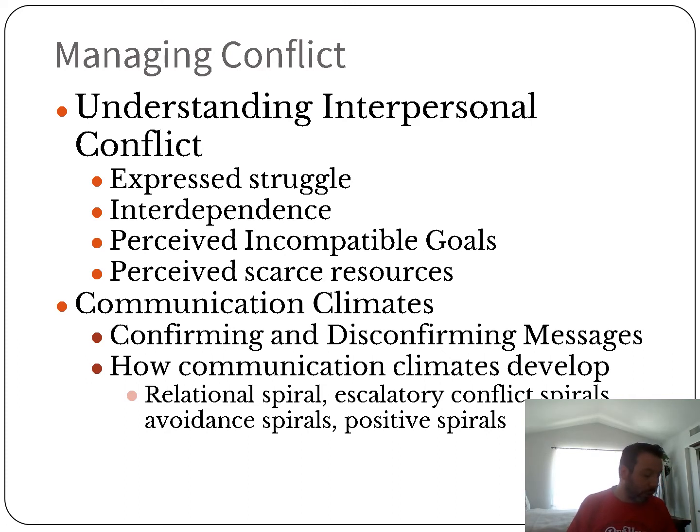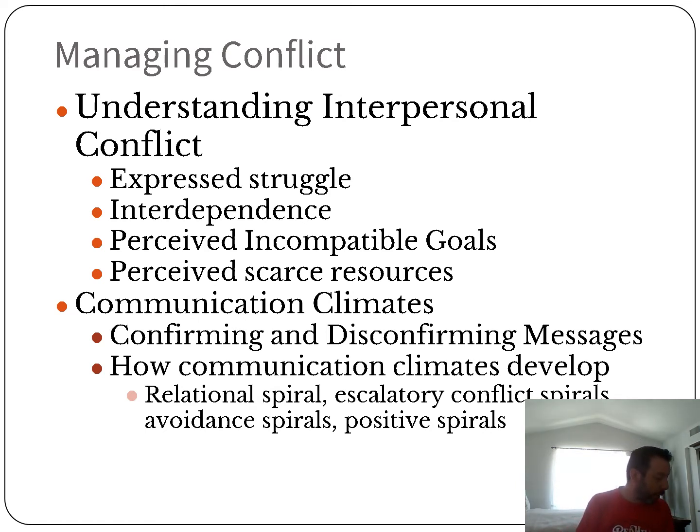Now, how do we end up in a type of communication climate? Well, it goes through a couple of different ways. The first one is defensiveness, right? We protect ourselves for how we are. We stonewall. We refuse to engage with the other person, and a lot of times we find ourselves in these different types of communication.